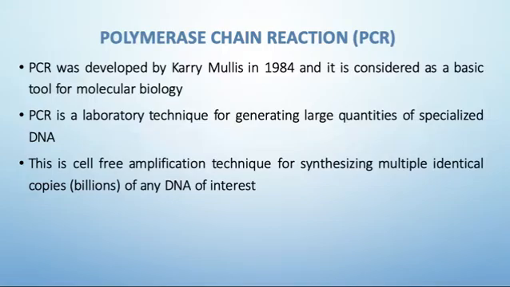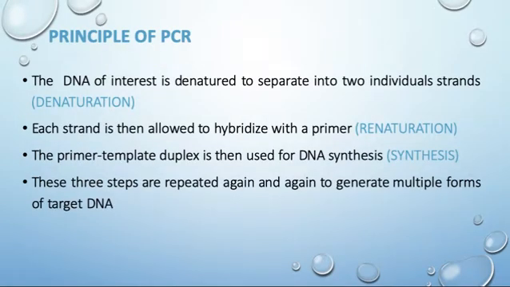So next we'll go on to the principle of PCR. The DNA of interest is first denatured and the two DNA strands are separated. This process we call denaturation. Now after this, the two strands are hybridized with a primer.